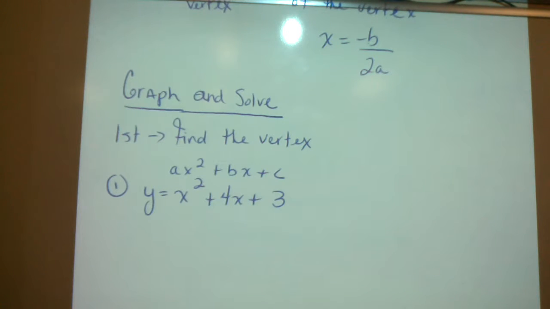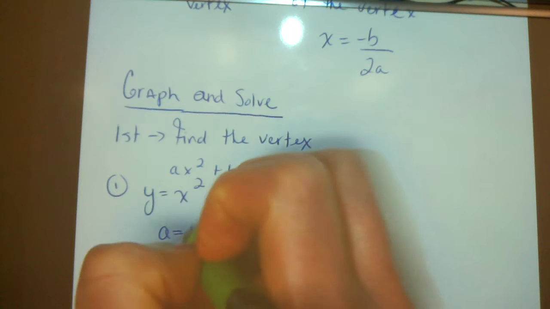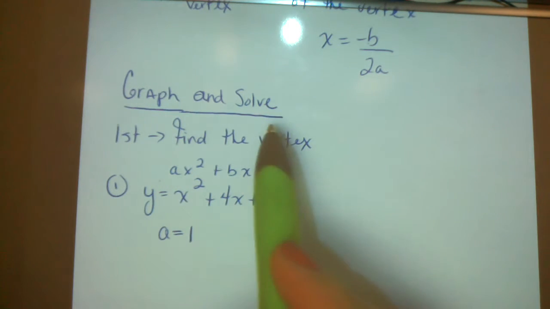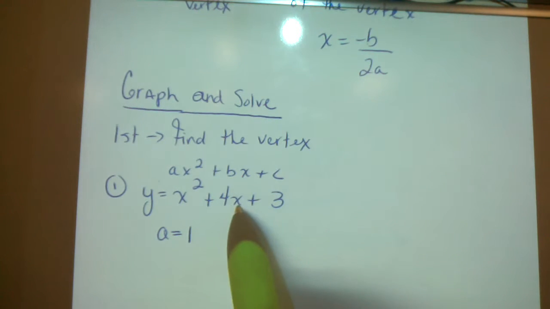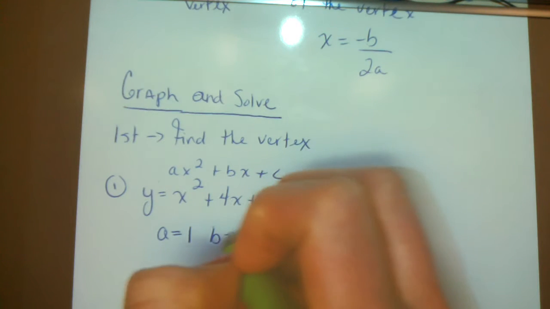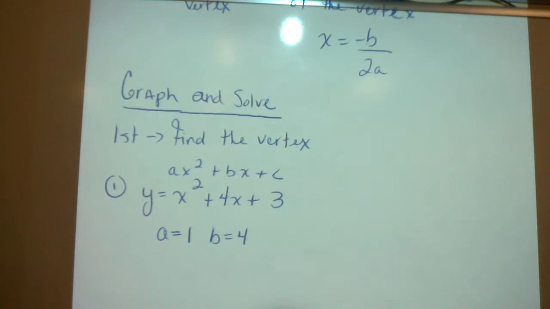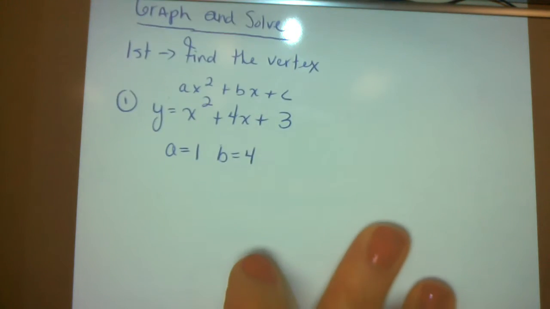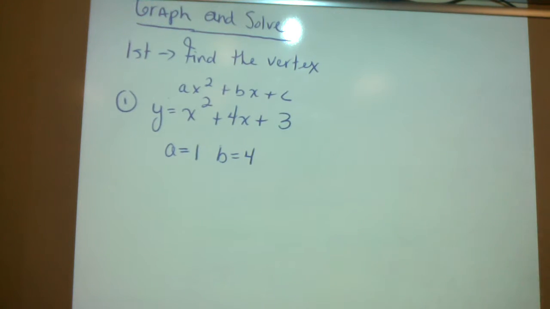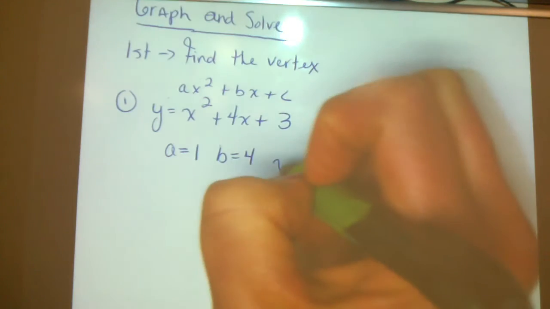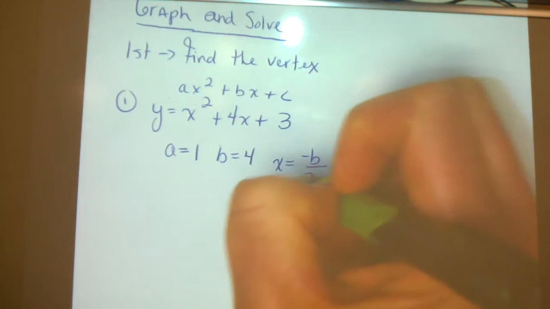So if I take a look at this, a is the number in front of x squared. So since there's no number there, it's a 1. The b is the number that's in front of the x. There's a 4 there, so b is 4. So I'm now going to take these two numbers and substitute it into this little formula.